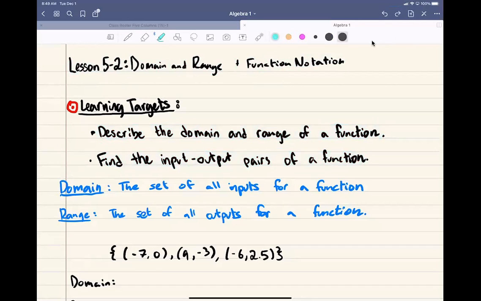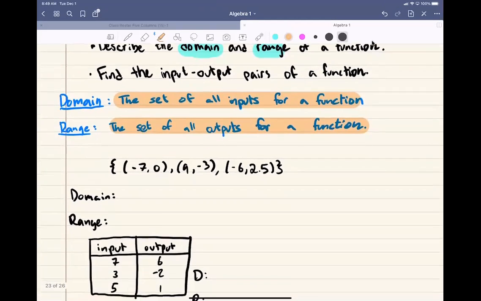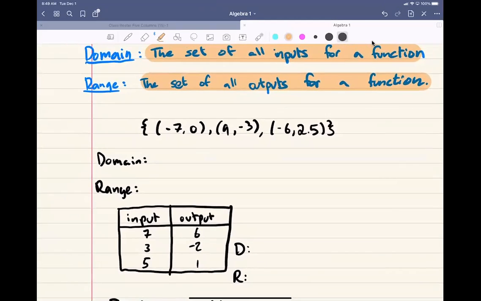Okay, now if you remember from last lesson, 5-1, a function is any relation where each input has exactly one output. But we do have new words. We're talking about domain and range today. So what is that? Well, domain is the set of all inputs for a function, and range would be the set of all outputs for a function. All right, inputs and outputs. So there's a difference, and I'm going to show you guys how to find the domain and range of a set.